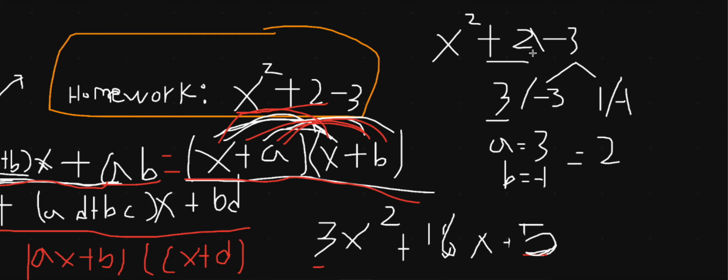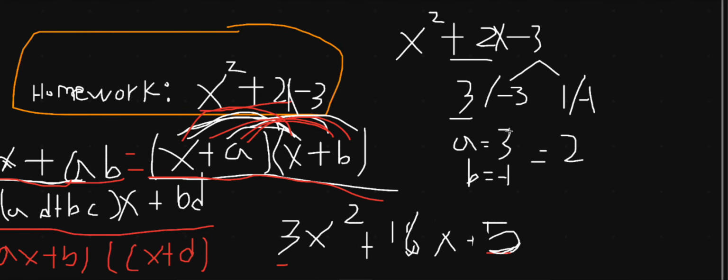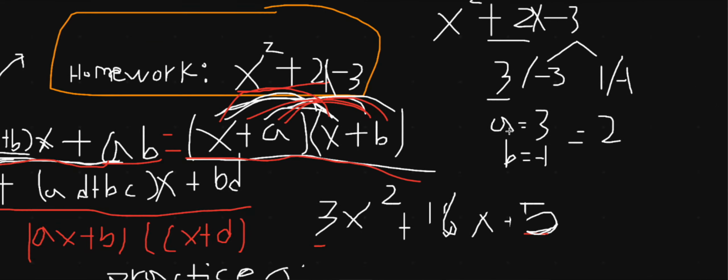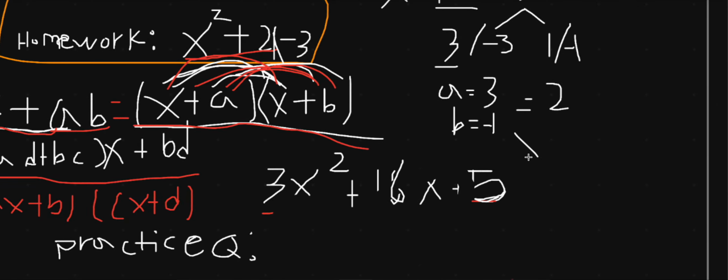I forgot to write an x here. So yeah, this is how you do it. This is how you factor. You got these numbers. So how would you factor this? Then you just do x plus 3, and then x minus 1.